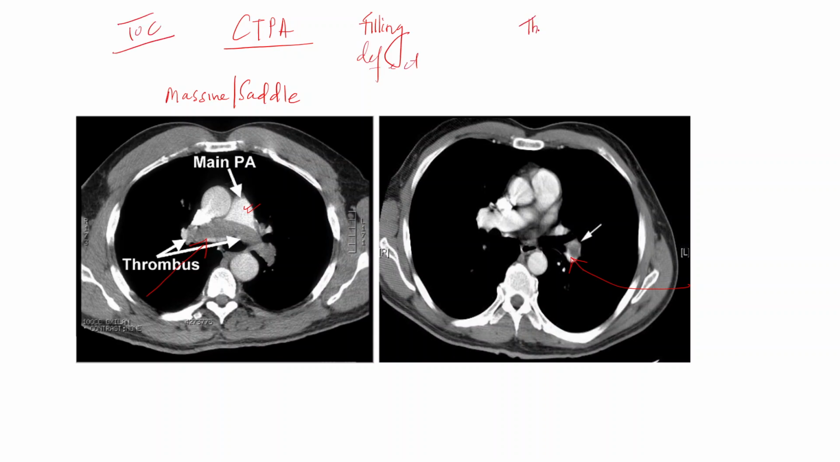If you do a thin cut CT, that means each cut is less than or equal to 1 mm. Here you can see sixth order branches also, to look for the peripheral pulmonary embolisms. Sixth order branches also you can see.